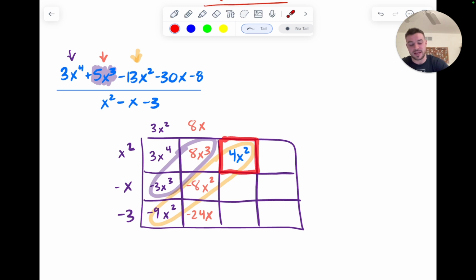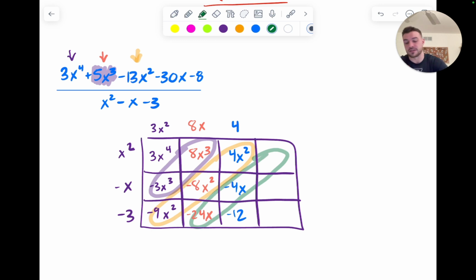If I know this area and I know its side length, I can find our missing piece here. X squared times what gives me a 4x squared? Well, the answer is 4. And now we fill in 4 times negative x should give us the area of this box, which is negative 4x. 4 and negative 3 should give me this area, which is a negative 12. And we've got another row complete. Now we can look at our next row of diagonals.